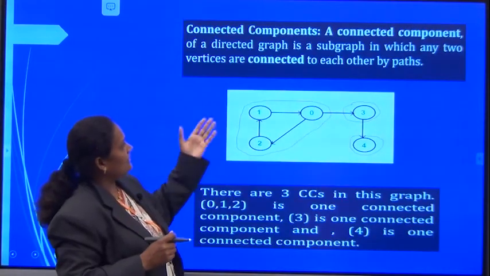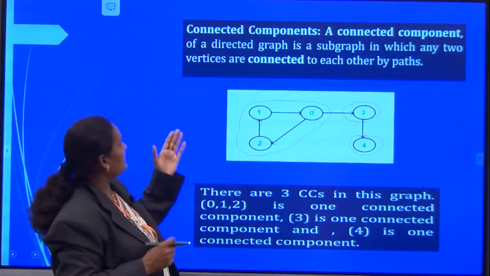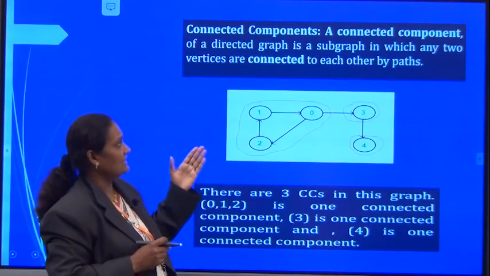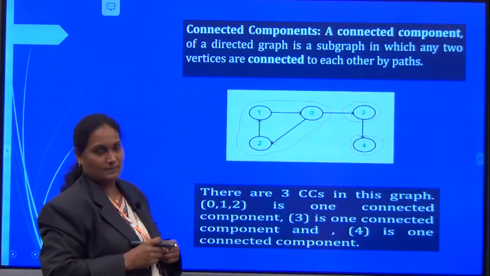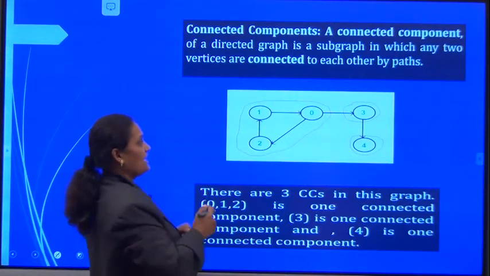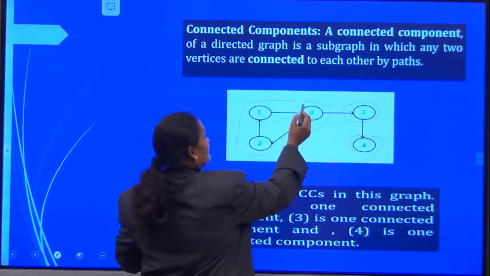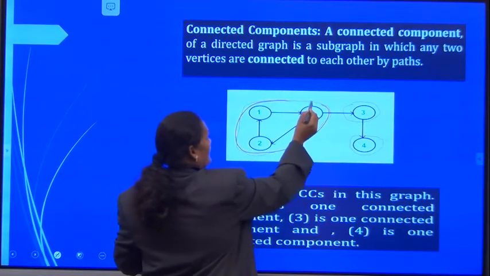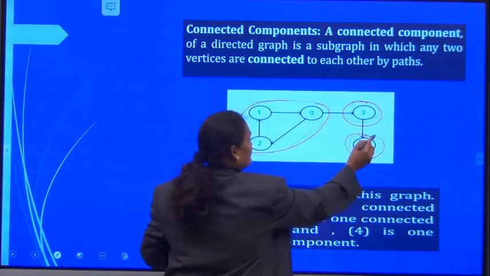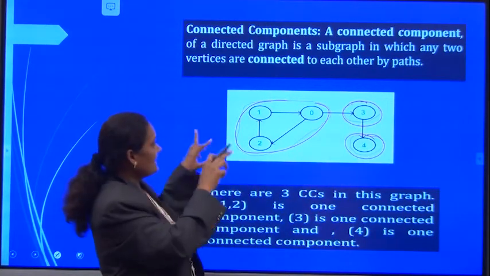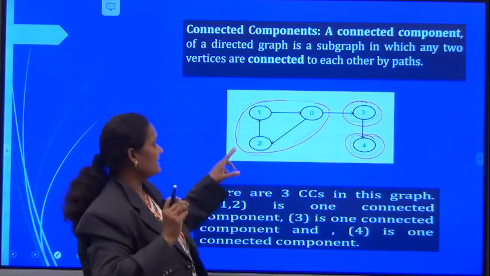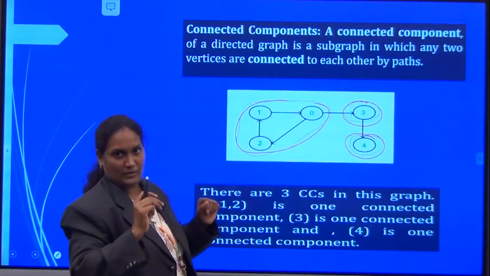Now coming to connected components, a connected component of a directed graph is a subgraph in which any two vertices are connected to each other by paths. Here I am explaining the connected components related to a directed graph. You can observe in this example, this becomes a connected component of this graph, this individually becomes a connected component, and this becomes another connected component. This directed graph contains 3 connected components.